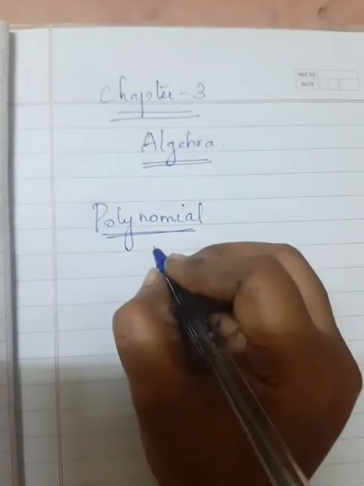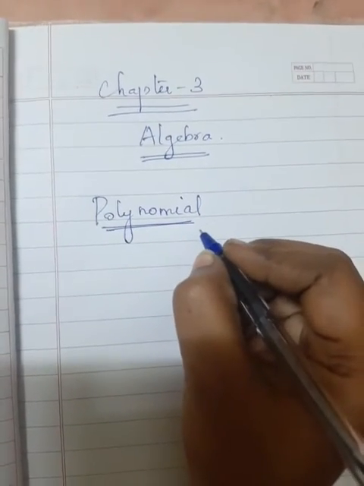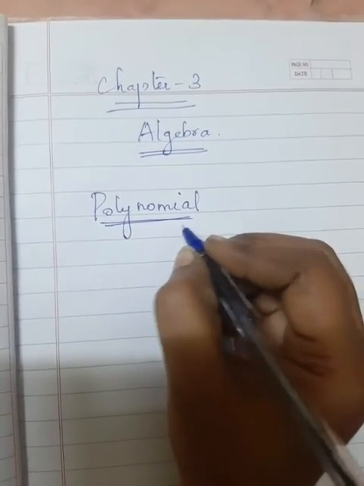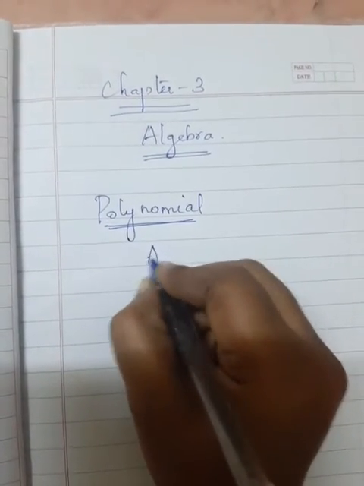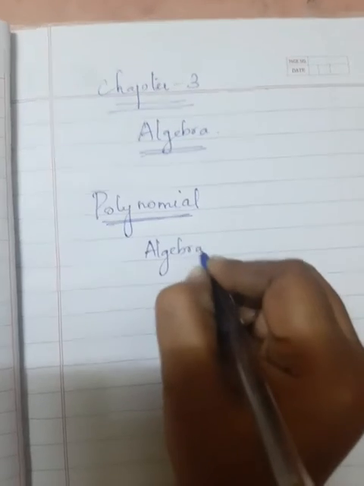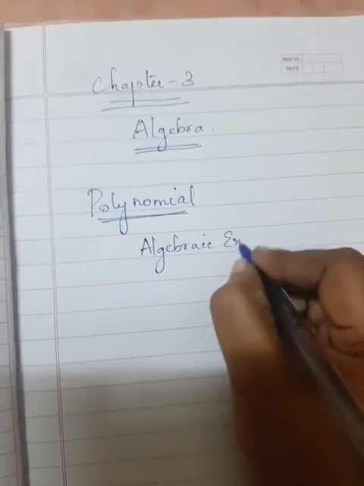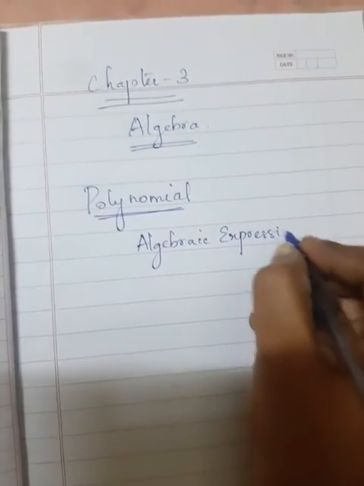Polynomial is an algebraic expression, okay, with more than 3 terms. Okay. Algebraic expression with more than 3 terms. Then we say that as polynomial. Okay.